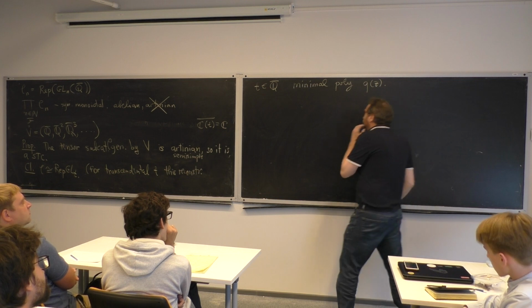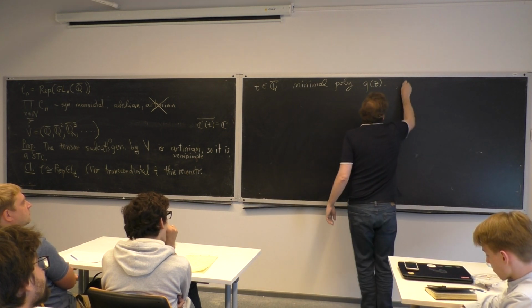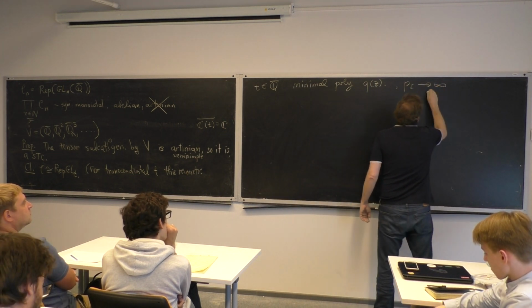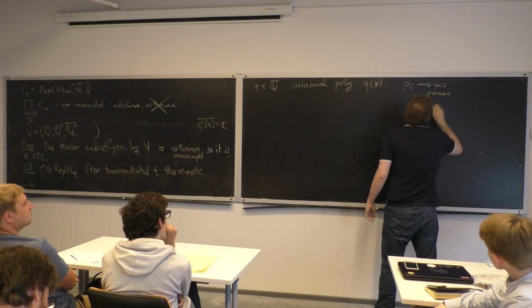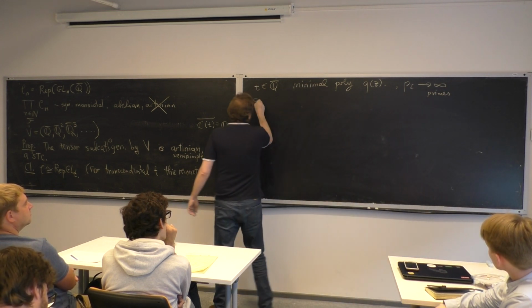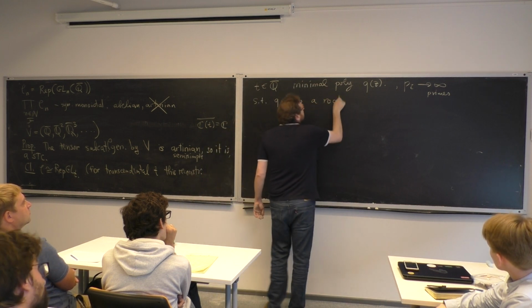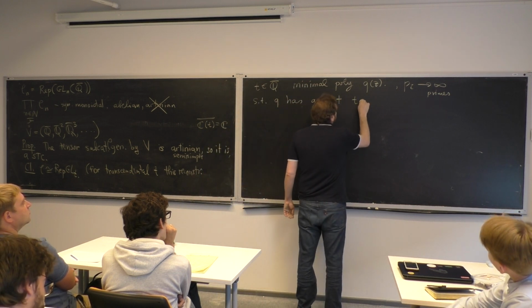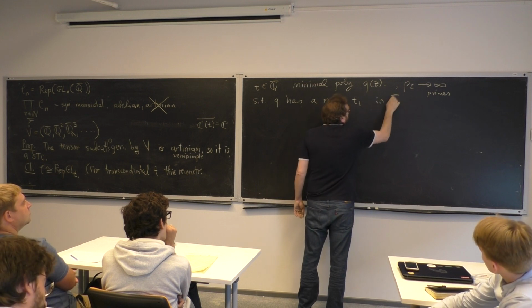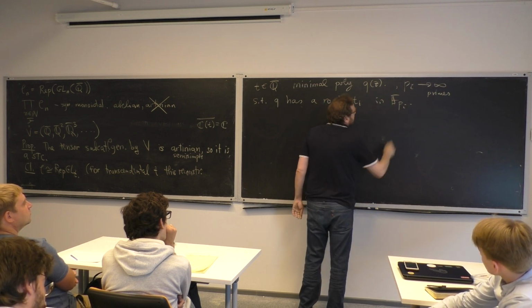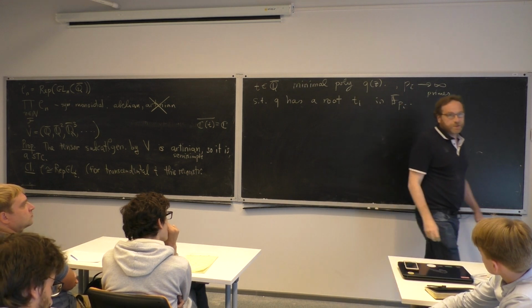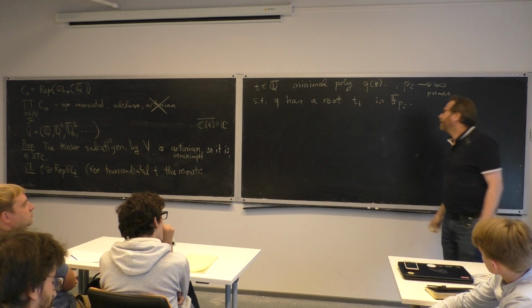And then we choose a sequence of primes p_i going to infinity such that q has a root t_i in F_p. So it is easy to show that such a sequence exists for any polynomial.